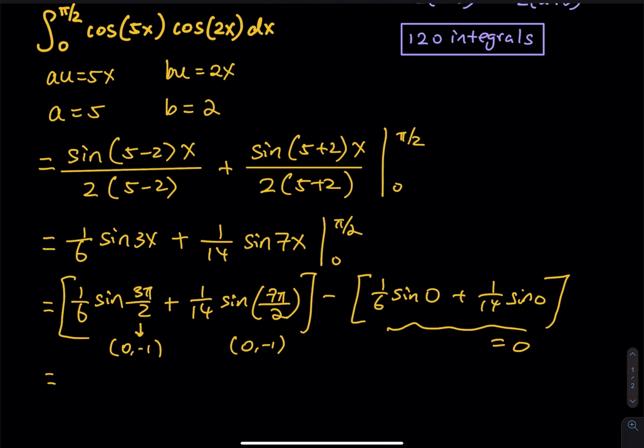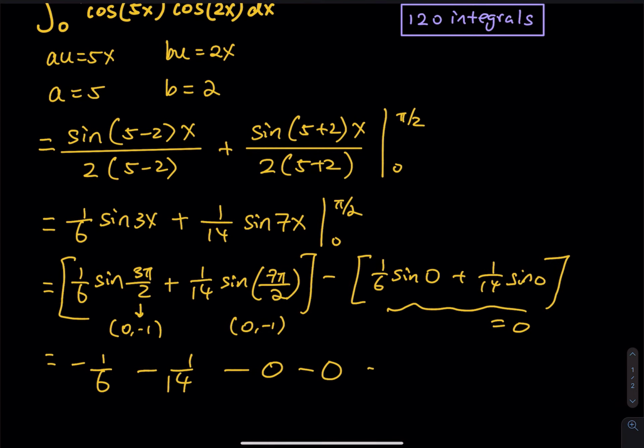So we have negative 1 over 6, and then 1 over 14 times negative 1, minus 0 minus 0. After all, you have negative 5 over 21. That is the final answer. That's how you use the integral table.